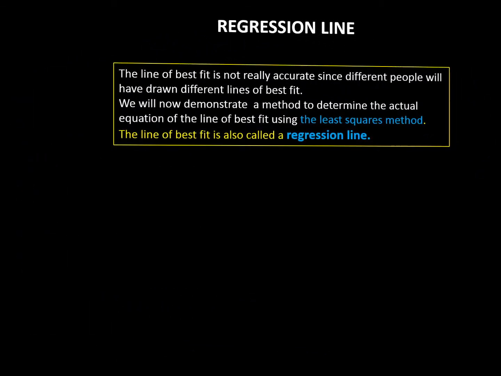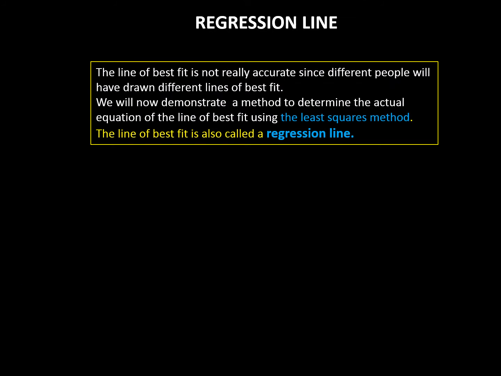Now, what happens? So many lines can be drawn joining 2 points. Okay, so it's not going to be accurate. That's why we talk about another accurate method. The line of best fit is not really accurate, since different people will have drawn different lines. So we'll now demonstrate a method to determine the actual equation of the line of best fit. That is a topic of grade 12, the least squares method.